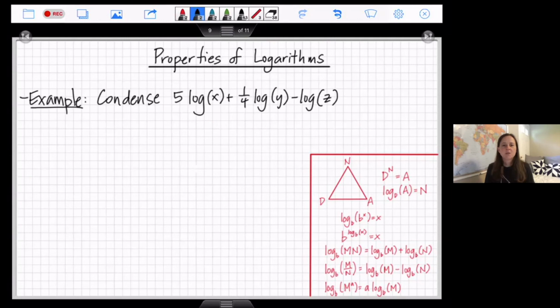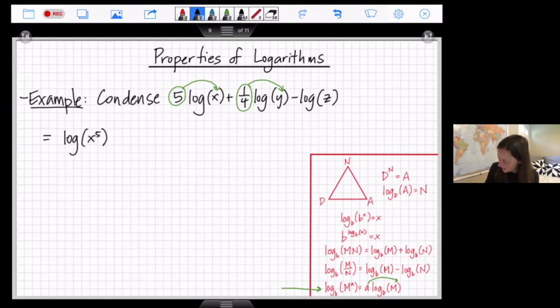But the first thing I want to do is get those coefficients back inside the logarithms as exponents. So I'm going to be using this third property here that says the a can go back inside as an exponent. So I'm going to bring the 5 back inside as an exponent in that log, and the same thing with this log. Okay, so we're going to have the log, and again, this is the log base 10. You can write it there if you want it there, but we all know it's there. X to the 5th, and then I'll have log of y to the 1/4, and then minus log of z.